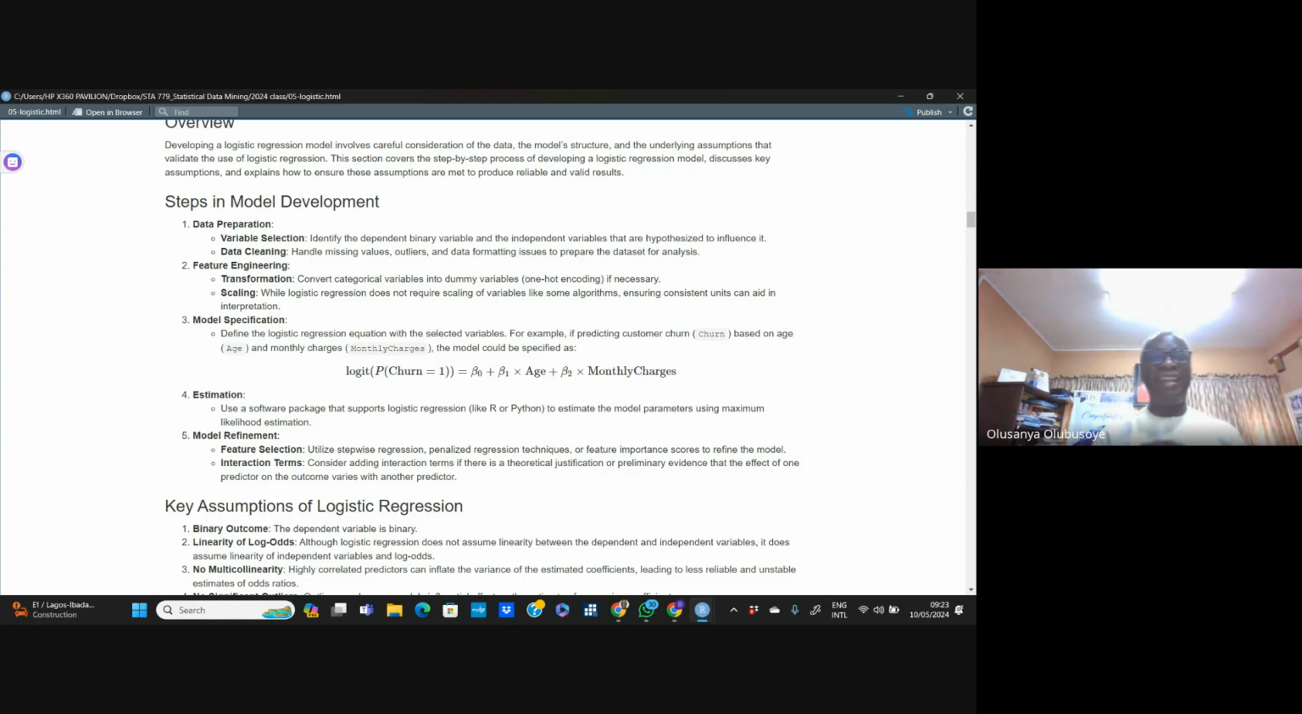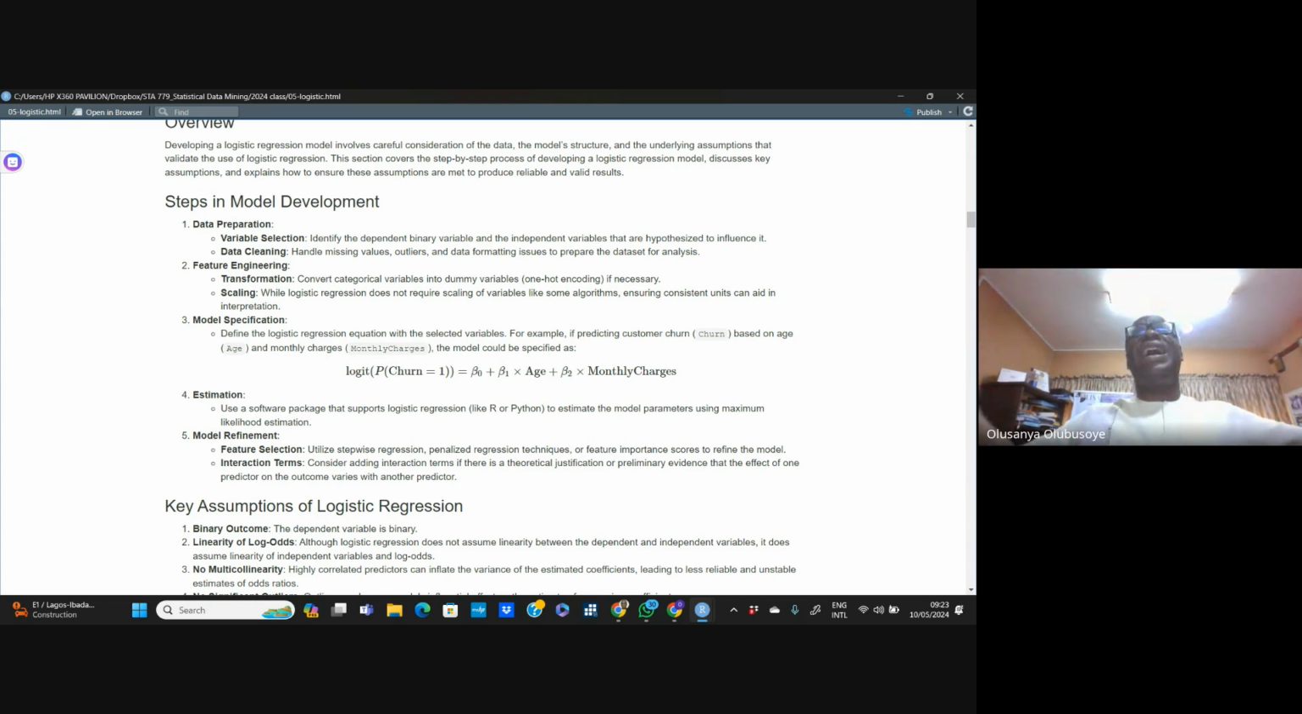Estimation is then the next thing. That's where we apply the software. We are going to use the R software, and you will learn how to do the coding. After estimation using the software, we will have to do model refinement. Model refinement might require that we look at variables that we need to select and variables that we need to jettison.